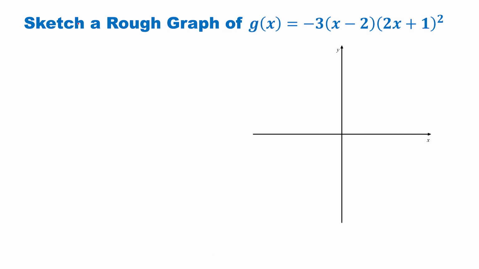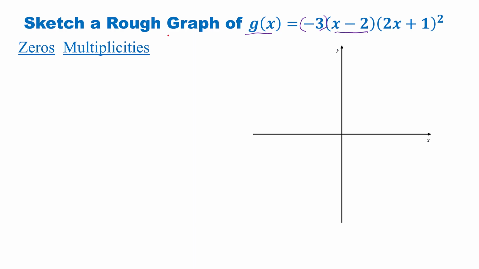Let's try another one here: g of x equals -3 times x minus 2 times 2x plus 1 squared. We'll start by looking for zeros and then multiplicities. By setting g of x equal to 0, our first factor is -3. I set -3 equal to 0. It's not going to give me any results, because there's no way -3 is ever going to be equal to 0. So I move on to x minus 2.